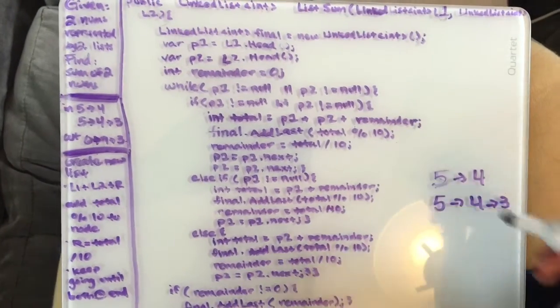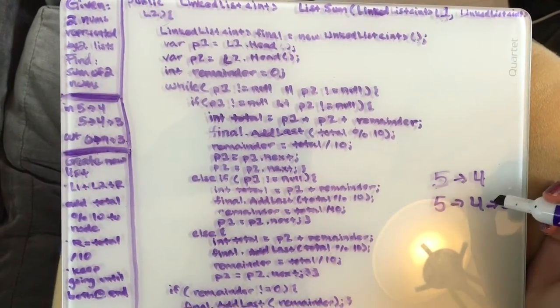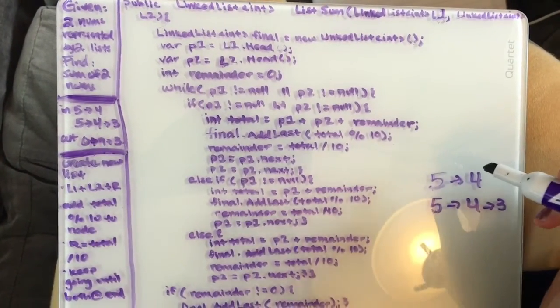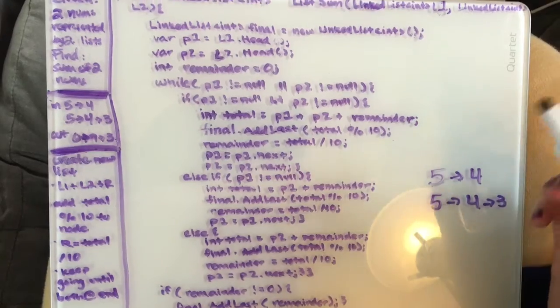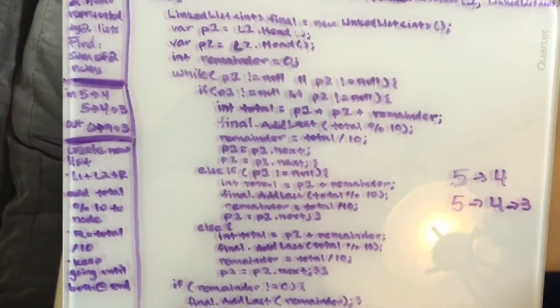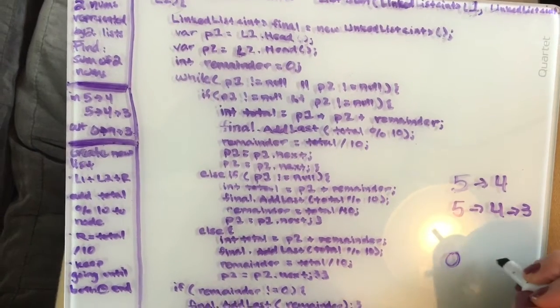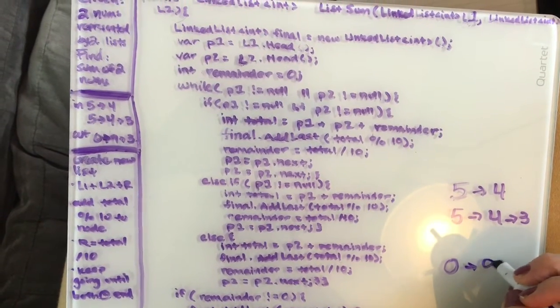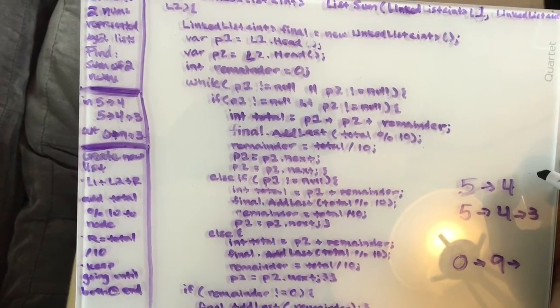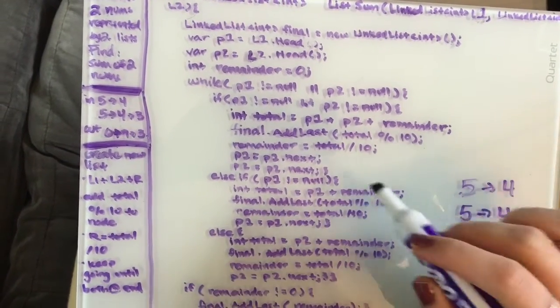And then we'll move our pointers up. In this case, then we go again. Our remainder, we'd add our remainder plus that, we'd add 8. So 0, 9. Now our P1 would be equal to null, so we'd skip this.